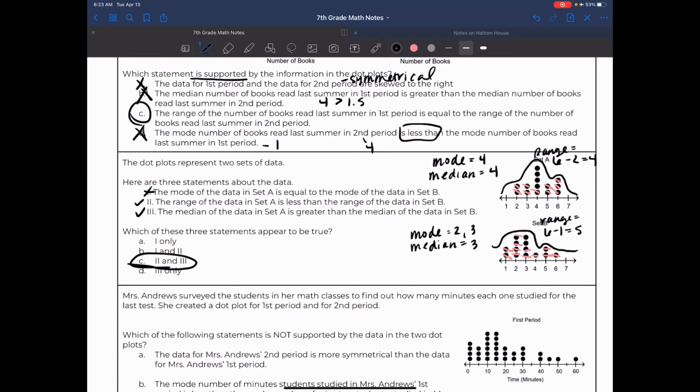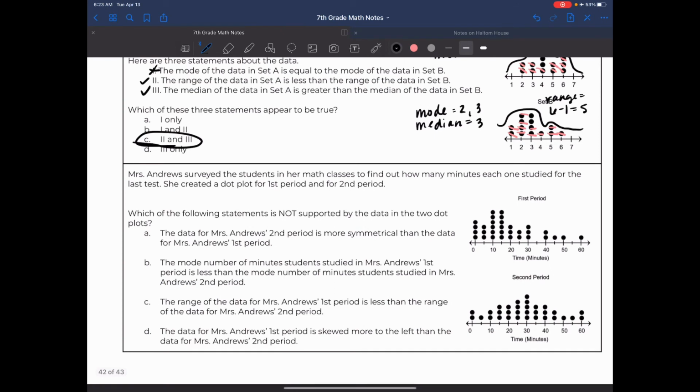All right, guys, last one. I guess we can start from the beginning. Mrs. Andrews surveyed the students in her math class to find out how many minutes each one studied for the test. She created a dot plot for first period and second period. Which of the following statements is not supported? So we're looking for the one that is not true. But first and foremost, let's go through our graphs and read them. Basically, make some quick observations to help us with our answer choices.